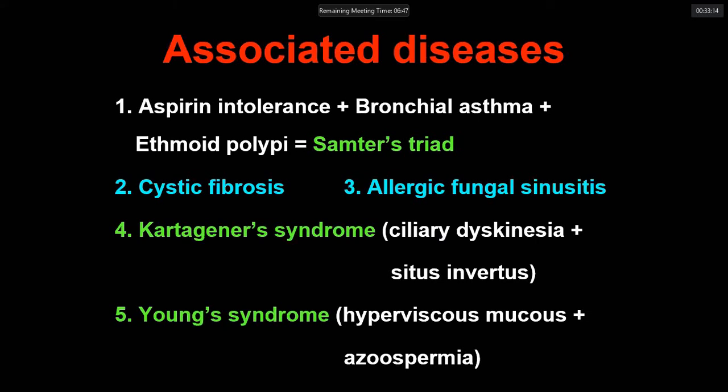Now, this might be asked also sometimes. What are the associated diseases? If there is aspirin intolerance, bronchial asthma, and ethmoidal polyp, it is Samter's triad, and it happens post-steroid. Ethmoidal polyp can also be associated with cystic fibrosis, with allergic fungal sinusitis, with Kartagener syndrome, where there is severe ciliary dyskinesia and situs inversus, and with Young syndrome, where there is sinonasal polyposis with hyperviscous mucus and azoospermia.